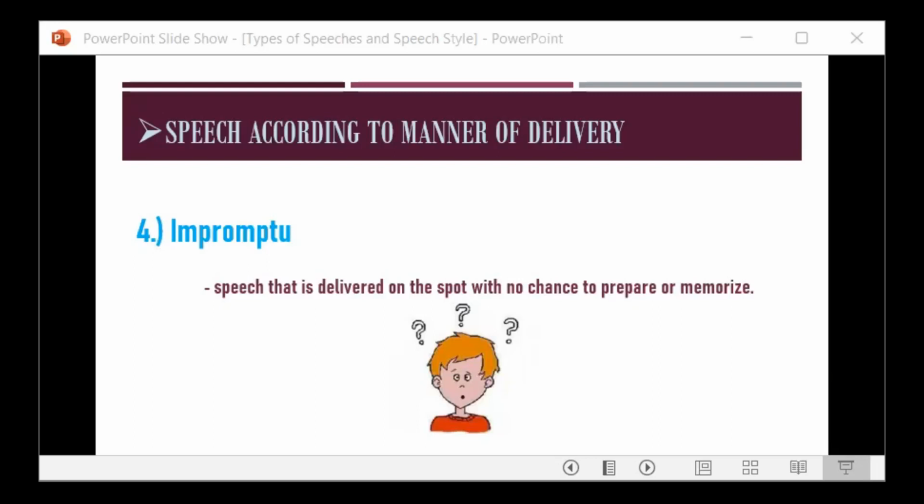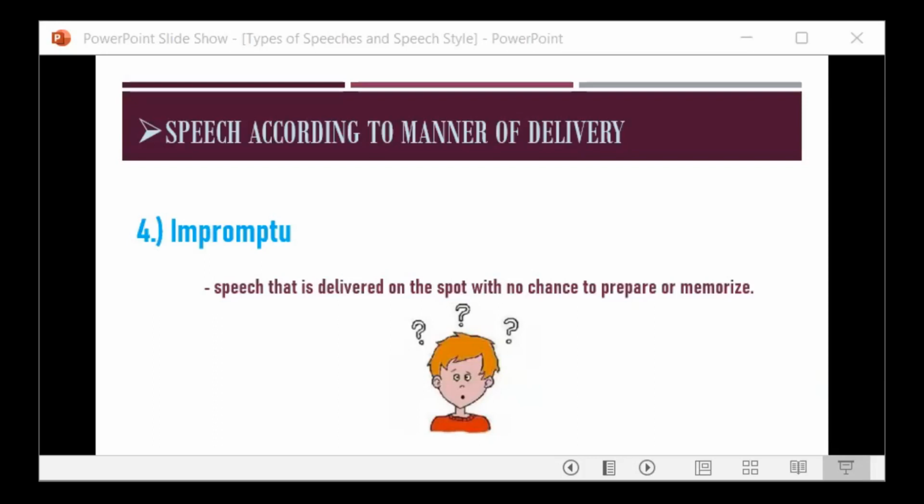But one of the disadvantages of this is that the speaker is just given a little time to contemplate the central idea of his or her message. And of course, the speaker should have a wide knowledge about the topic being discussed. It's because it will be difficult for them to talk about a certain topic if they don't have an accurate background about the topic that they will be discussing later on in their speech. So those are the speech types according to manner of delivery.